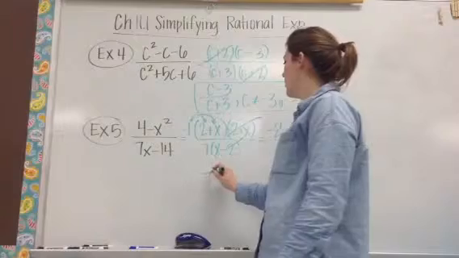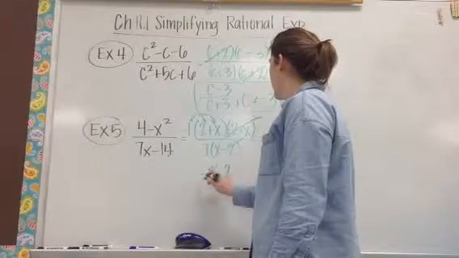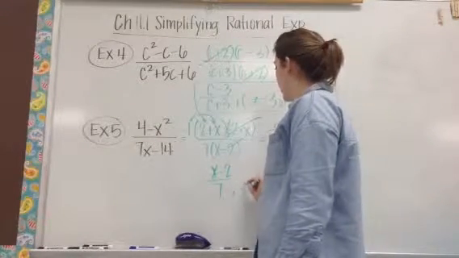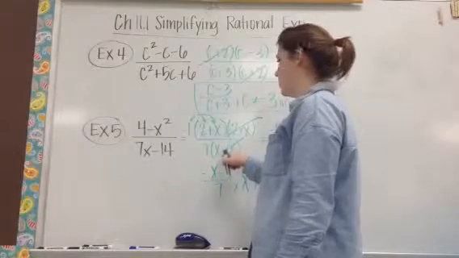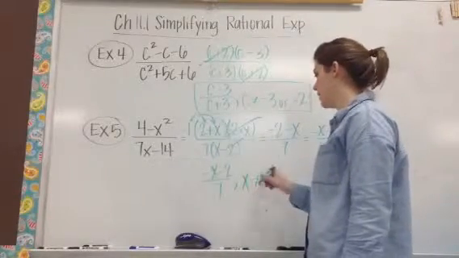So my answer is going to be negative x minus 2 over 7, where x cannot equal 2, because if I put 2 in there, I'd get 0 on the bottom.